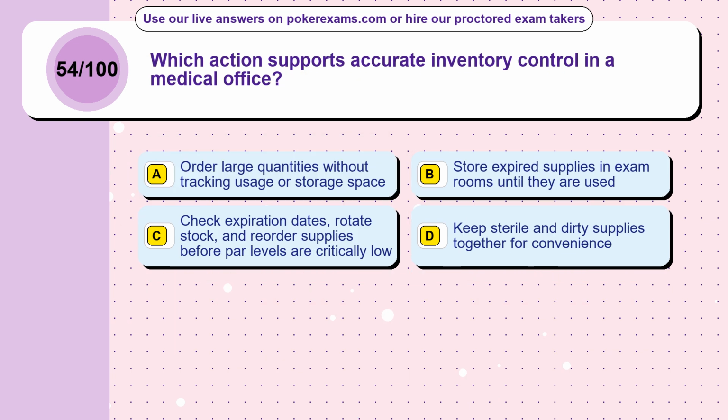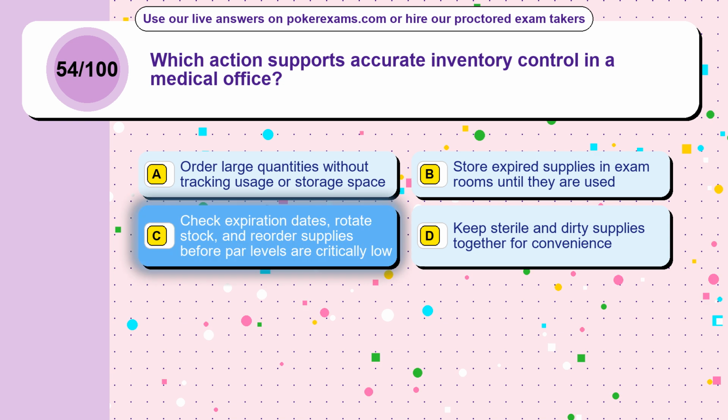Question 54. Which action supports accurate inventory control in a medical office? Option A. Order large quantities without tracking usage or storage space. Option B. Store expired supplies in exam rooms until they are used. Option C. Check expiration dates, rotate stock, and reorder supplies before par levels are critically low. Option D. Keep sterile and dirty supplies together for convenience.